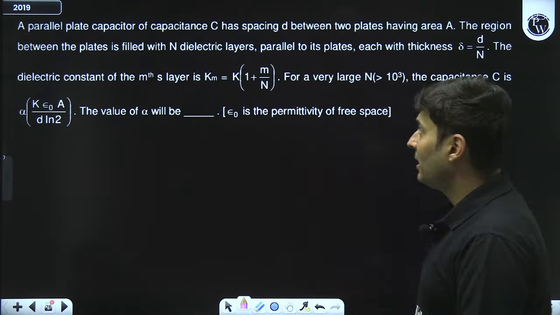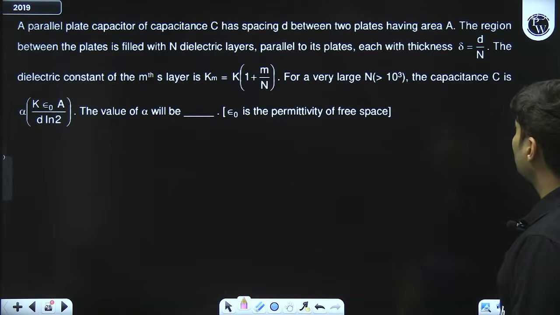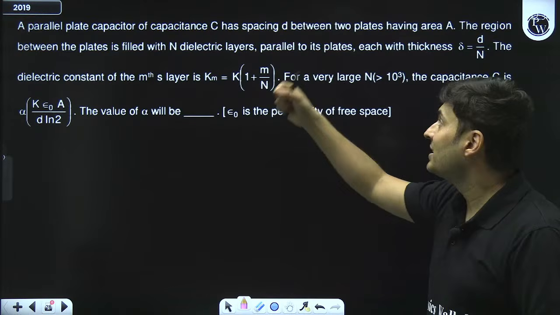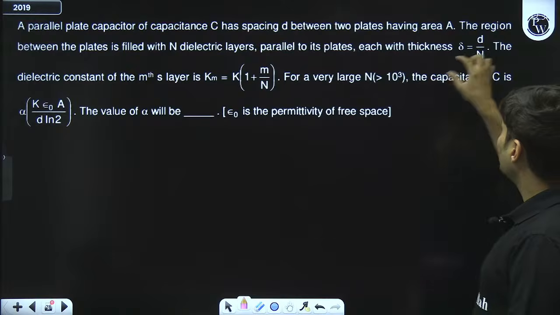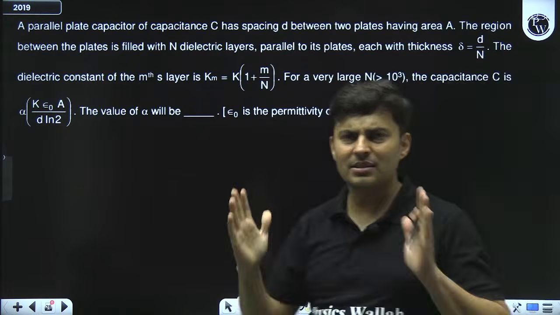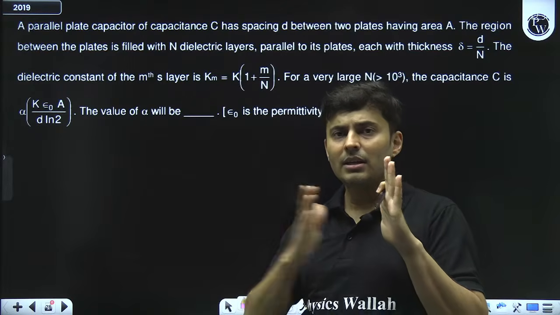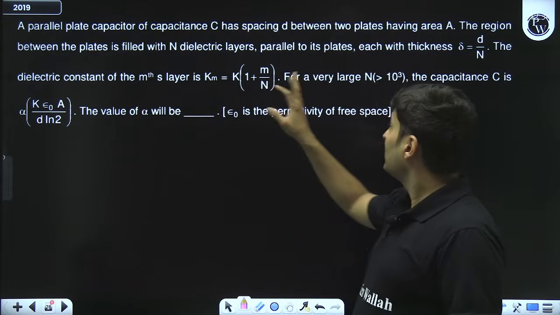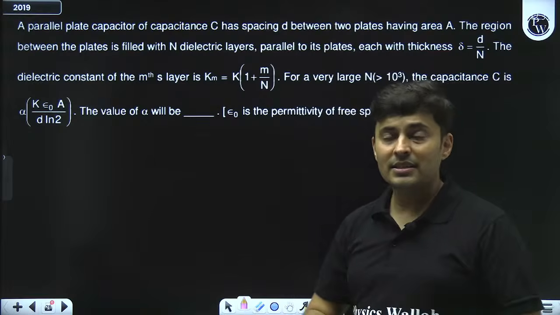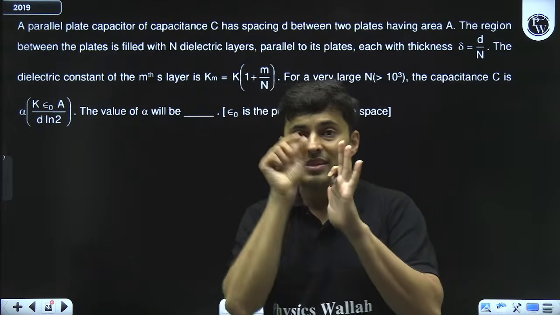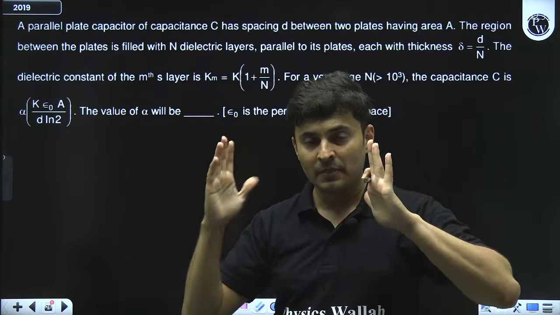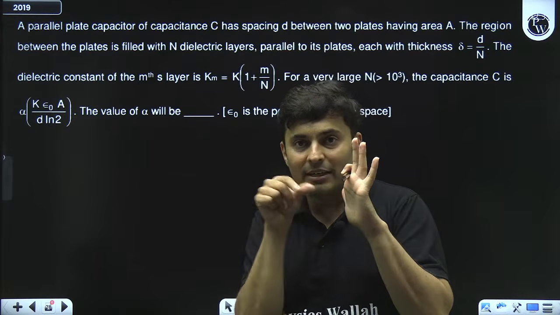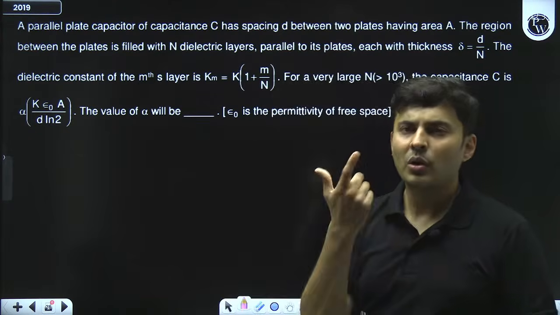So we have a parallel plate capacitor. The area is A, and the distance between the plates is filled with n number of slabs, layers, each with a thickness d by n. Kind of makes sense. If the total distance between the plates is d, d divided by n will be the thickness of each slab or layer. But this n is very large. That means imagine there are 10,000 slabs between the plates. So each slab will be the distance between the plates divided by 10,000.